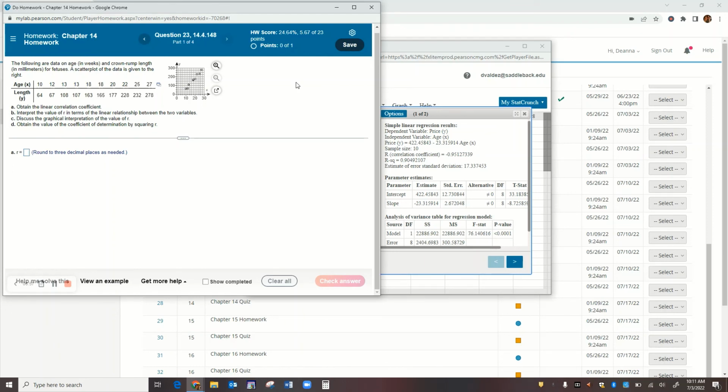In the next chapter, now we're going to look at hypothesis testing to determine how useful our regression equation is.